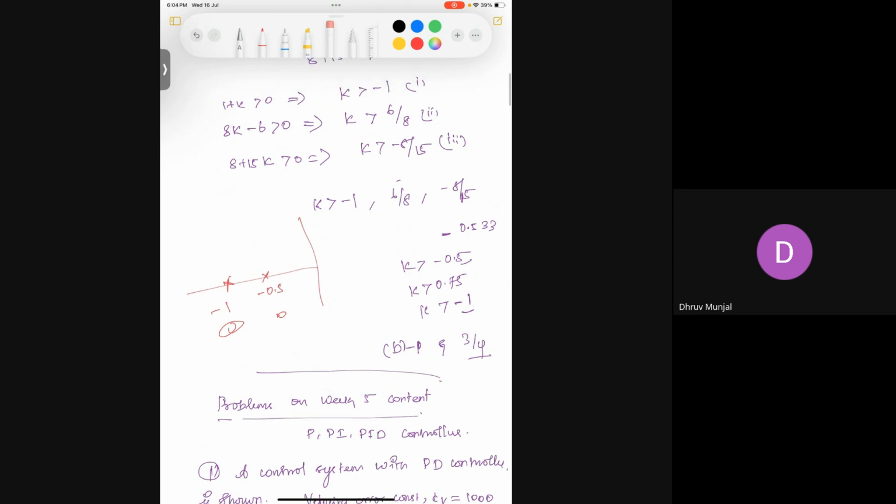Okay, so less than -1 is the lower bound and upper than 3 by 4. That is why we are considering that.